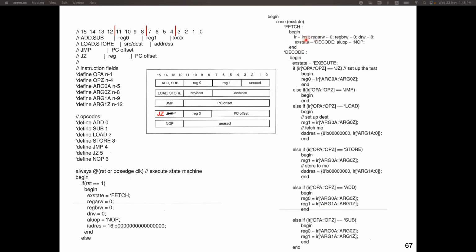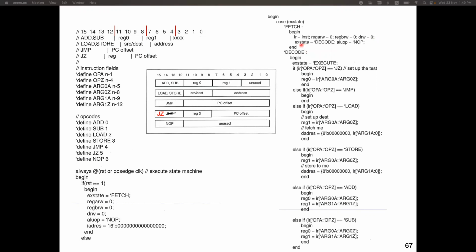Assign the 16-bit input stored from the instruction port to the internal register IR, so just to fetch the instruction from the instruction memory and store it in a register in this module. And this is fetch, so no write operation. Set register A and register B read/write to 0, and data read/write to 0.